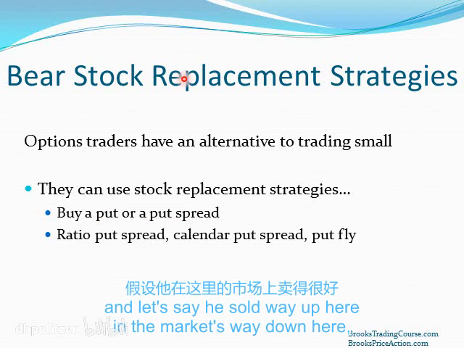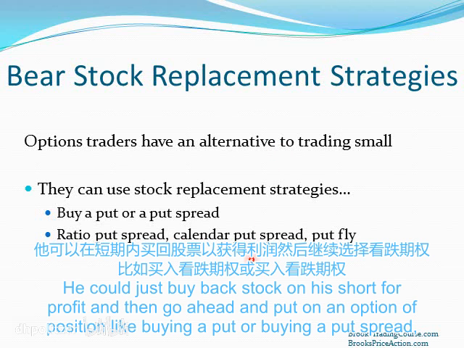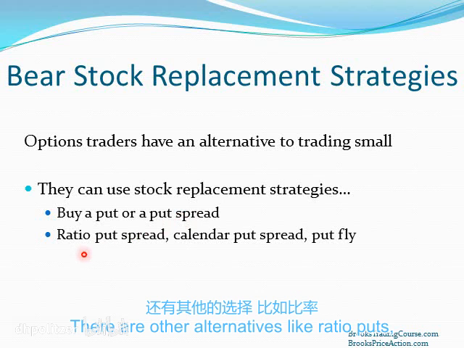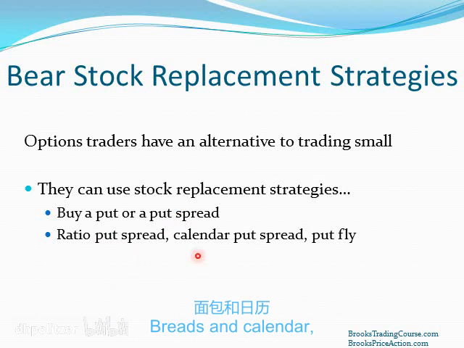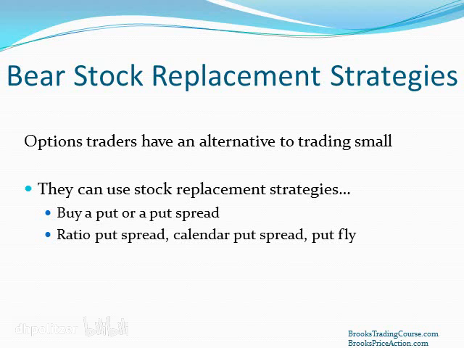Let's say he sold way up here and the market's way down here, and his stop has to be much higher up than what he is comfortable using. He could just buy back his short stock for a profit, and then put on an option position like buying a put or buying a put spread, and that will allow him to continue to participate on the downside. There are other alternatives like ratio put spreads and calendar put spreads and put flies, but they're beyond what I want to discuss in this course.